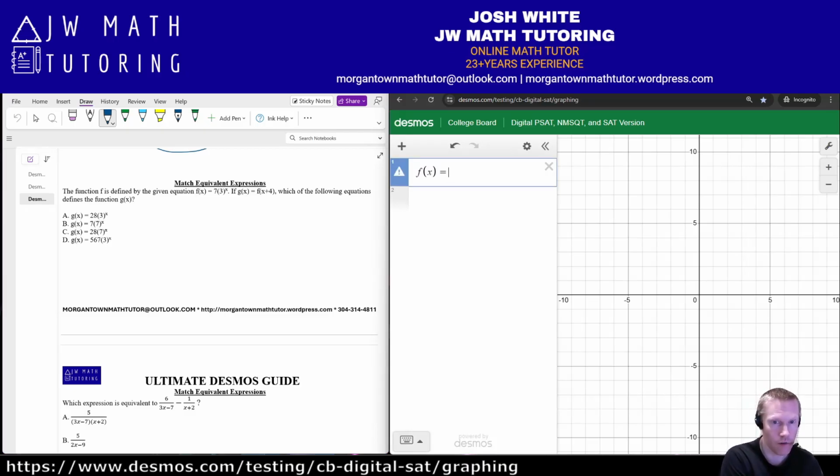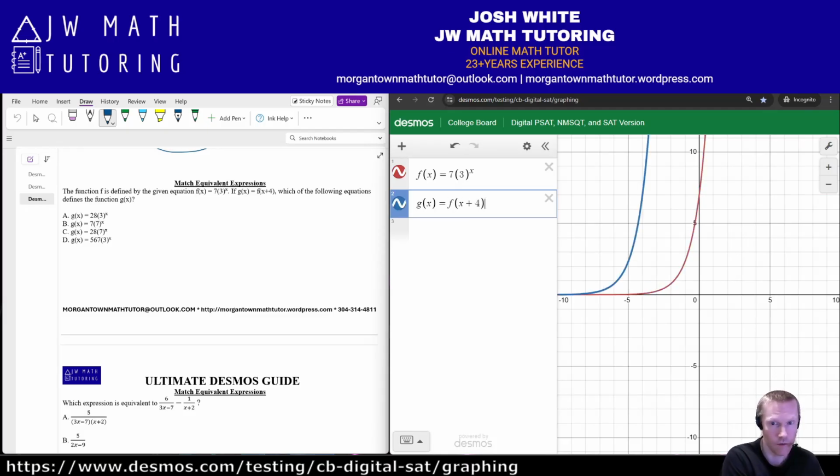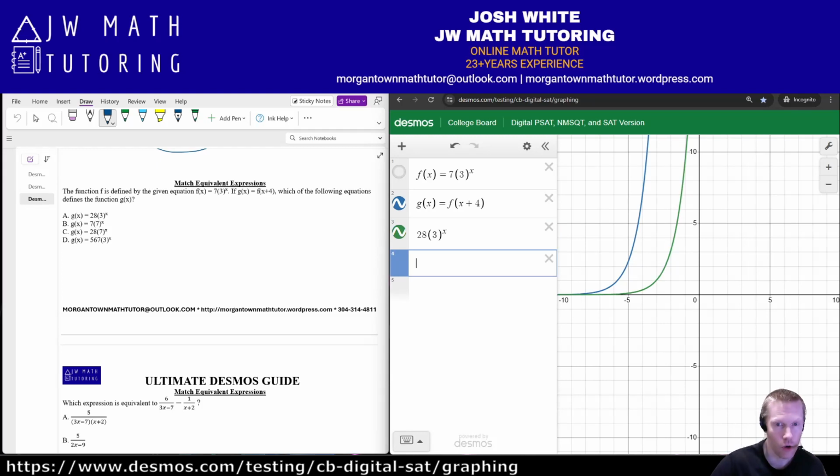So all we have to do is first graph the original, okay, then do the translation, which is technically the original shifted to the left 4 units. I'm going to turn off the original, by the way. And now we can go ahead and type in the answer choices, and we can see which one completely overlaps the g of x here, the blue. So far, notice the first two answer choices are not overlapping it.